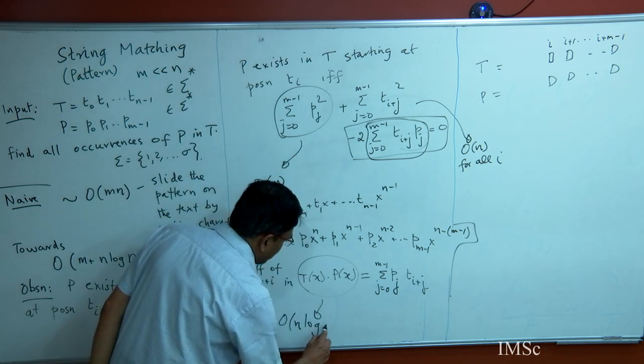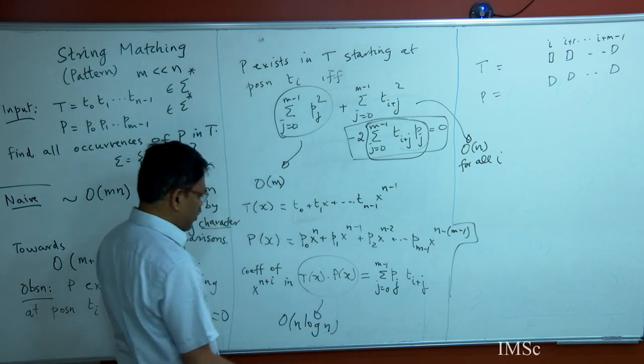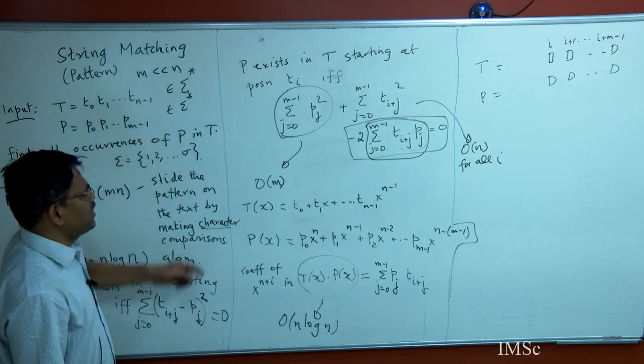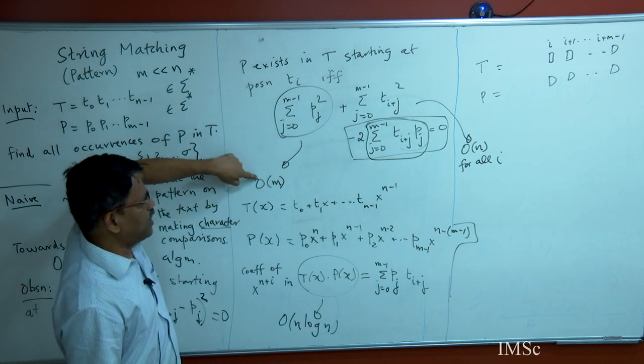So my overall running time, remember when I compute this product, so how much time I have spent to compute this summation square, I get order m.